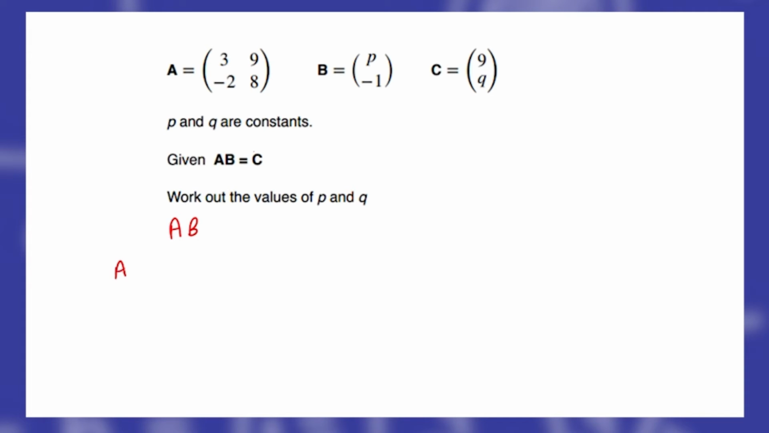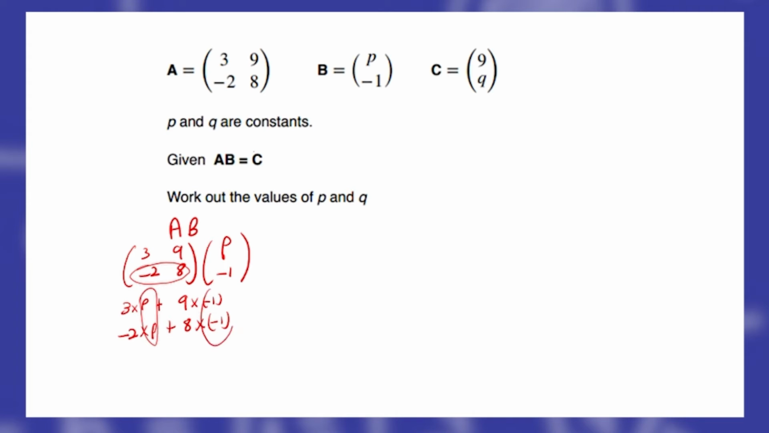We know the matrix A is equal to 3, negative 2, 9, 8, and the matrix B is equal to p, negative 1. We need to work this out and then equate that to C. We know it's row by column. So it's this row by this one column. This will be 3 multiplied by p plus 9 multiplied by negative 1. And then we move on to the next row. This will be negative 2 multiplied by p plus 8 multiplied by negative 1. These two should be equal to each other, so we know we are going correct.